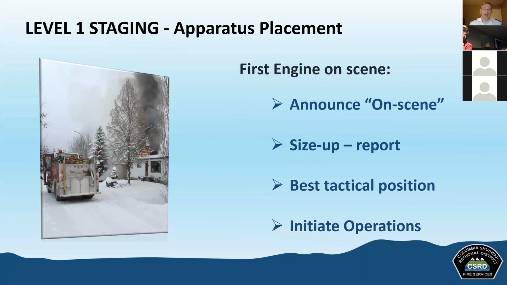So with level 1 staging, we'll talk about apparatus placement right now. First, the engine on scene is going to announce on scene. They're going to make the radio broadcast to dispatch, you know, engine 1 on scene. They're going to be doing a size up report, right? This should be all review for you. We're going to try and find the best tactical position for the apparatus and start operations. So the placement and selecting the correct place for your first arriving apparatus is going to set you up for either success or failure as we move on. The first arriving apparatus should assume the best tactical position for the incident that they can and start to initiate those operations.